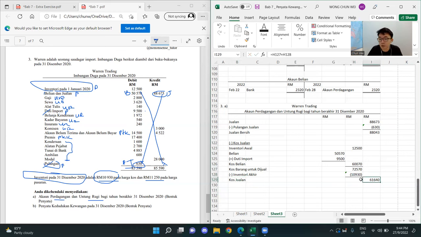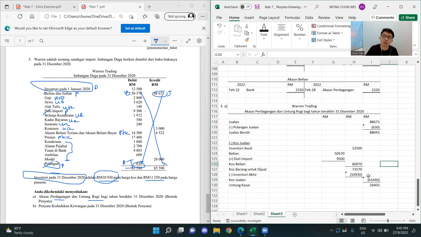Okay, this cost jualan, as I always say it and say it and say it again, is a minus in front. Therefore, this one must be bracket also. So you minus lah. So after you minus the cost jualan, you get 26,430. This is your untung kasar.